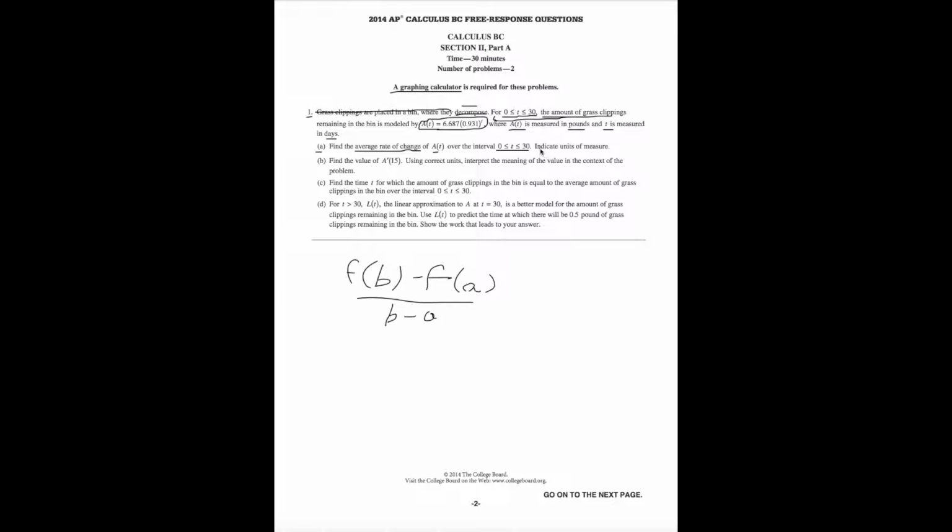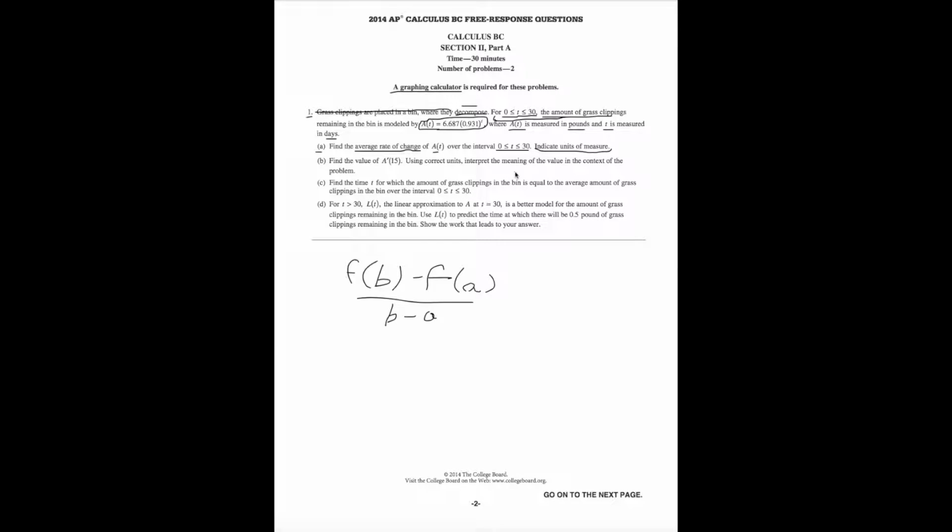Now something else to note: indicate units of measure. This is interesting. Even if you didn't know how to do any of this other stuff in A, it says indicate units of measure, which is a point all on its own. So at the very least, you can get this, because they are going to give you a point for units of measure. If you give some answer, but you give the correct units of measure, you will get a point.